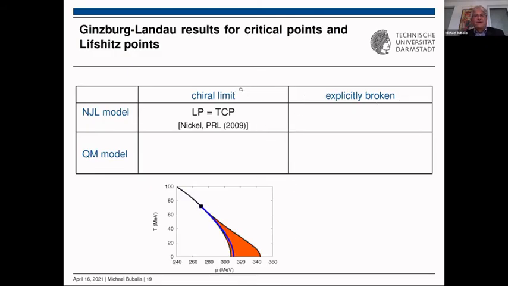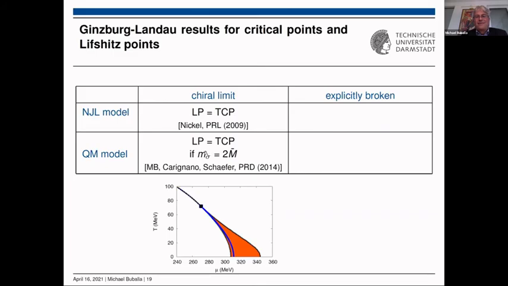This was Nickel's paper in 2009. He had shown that in the NJL model in the chiral limit, this Lifshitz point, where the three phases meet, exactly coincides with the tricritical point which you would have in the purely homogeneous phase. Later on, we studied this for the quark meson model, and it turned out that one gets the same result if we choose the sigma mass in vacuum to be equal to twice the quark mass. In the NJL model, this always comes out automatically: in the chiral limit, the sigma mass is always twice the quark mass.